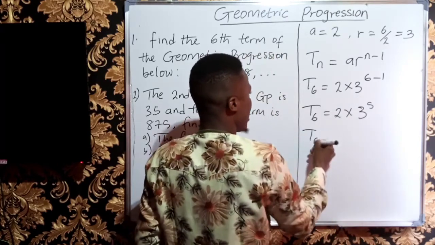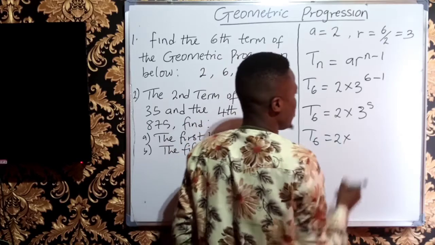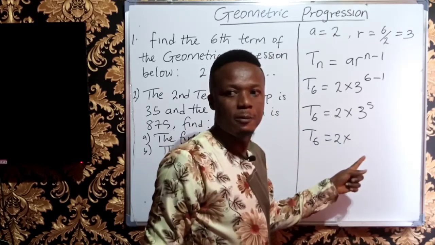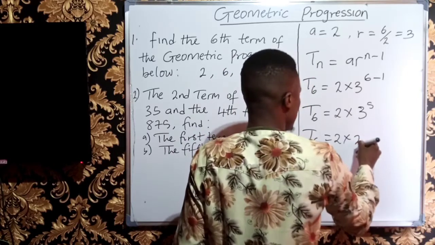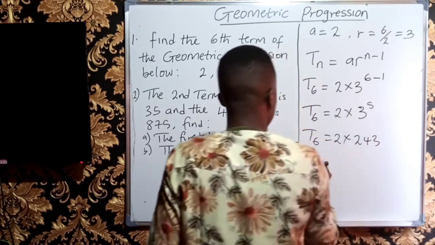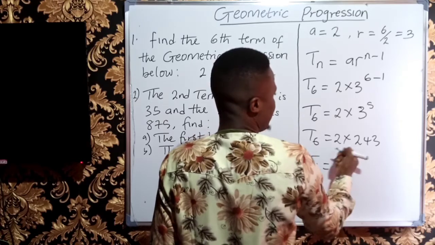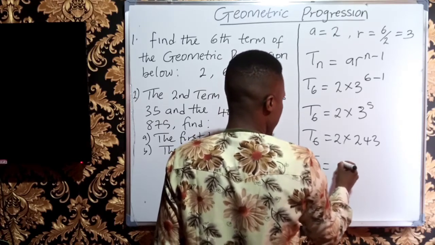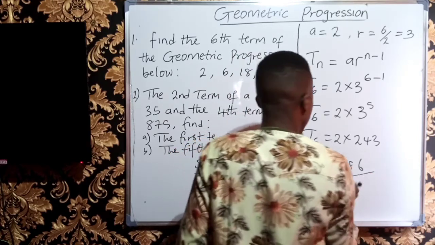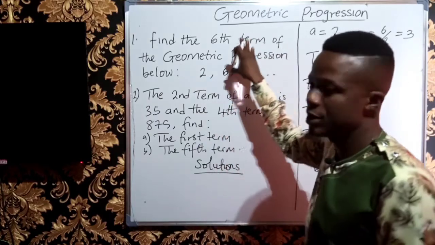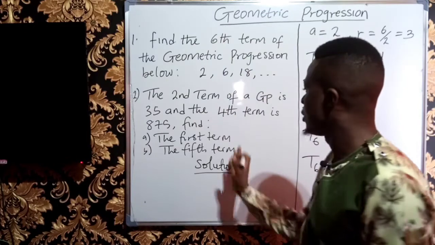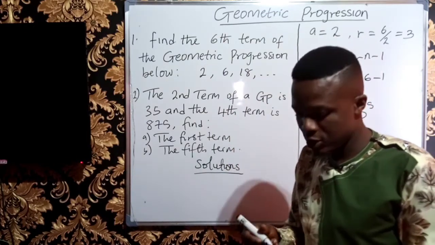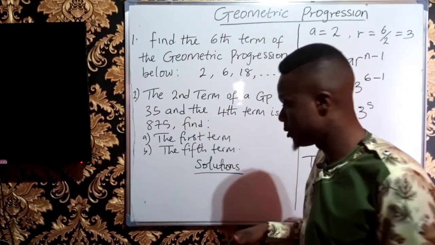And 3 to the power of 5 is equivalent to 243, because 3 to the power of 5 implies 3 times 3 times 3, 5 times, which will give us 243. And finally, you multiply 243 by 2, and you get 486 as the sixth term of this given geometric progression. So we've tackled the first question. Let me clean here so that we can complete this to help you concretize your knowledge of geometric progression.